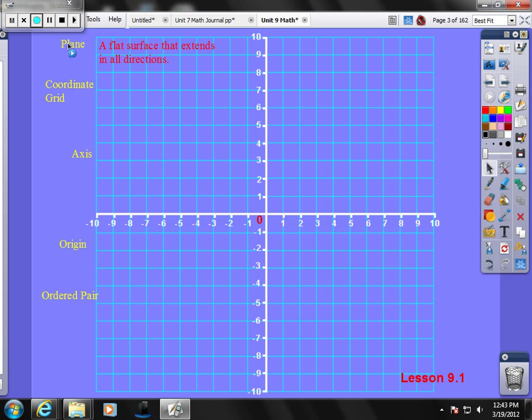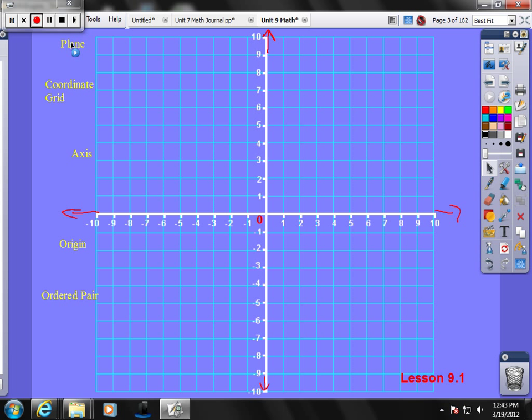So you'll notice I have a flat surface on the screen. This whole surface that you're looking at is a plane, and it extends in all directions. So it's going to extend in that direction, to the left, to the right, as well as in a downward direction. So that this plane goes off in all those directions forever. It will never stop. So that is a good definition of the word plane, a flat surface that extends in all directions. So I'm going to make that one disappear.